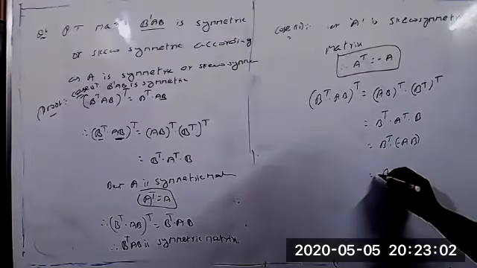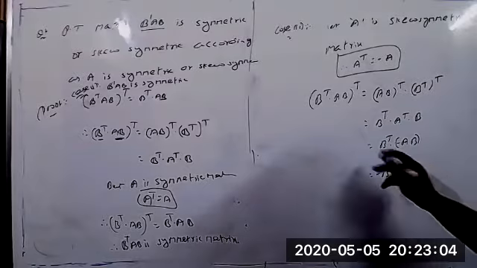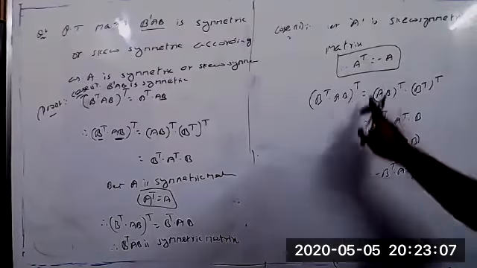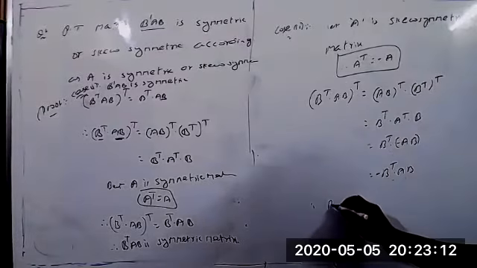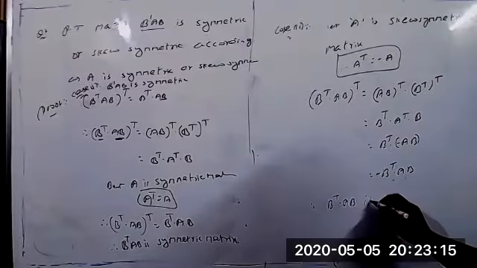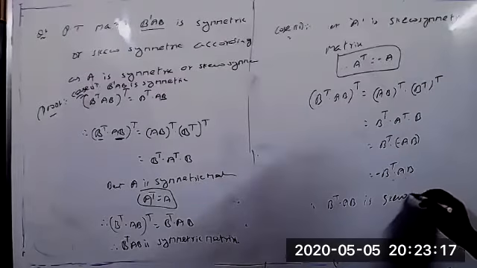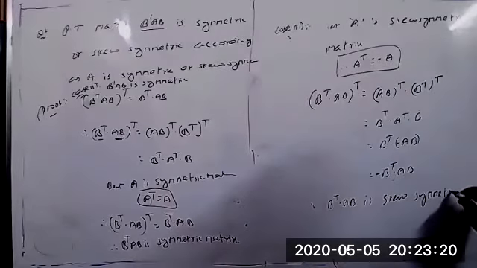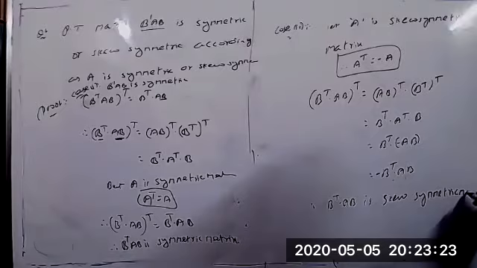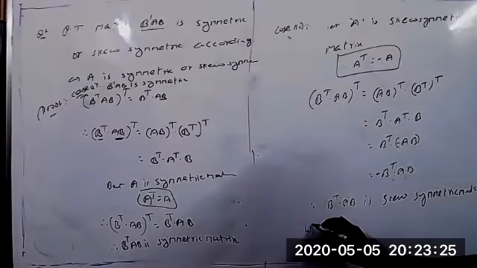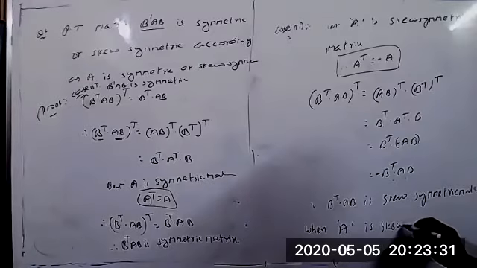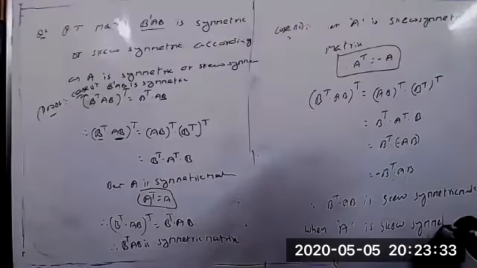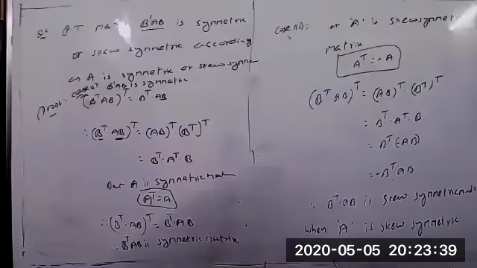So what I get is minus B transpose into AB. So (B transpose into AB) whole transpose equal to minus B transpose into AB. Therefore, B transpose into AB is a skew symmetric matrix when A is skew symmetric. Clear now? Understood?